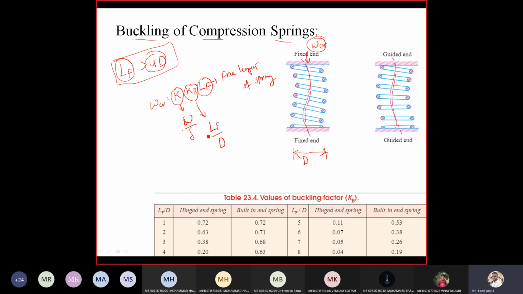Now see here, you have to remember this KB value by looking at these tables. Buckling load factor KB: the L by D ratio is given here for hinged supports. Hinged supports means, see here, these are the fixed supports for bearing the springs. Okay. So hinged supports means that instead of this, the spring may be like this. I am showing here. See here.